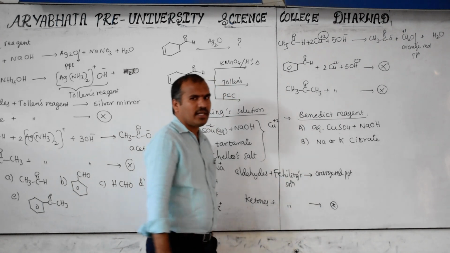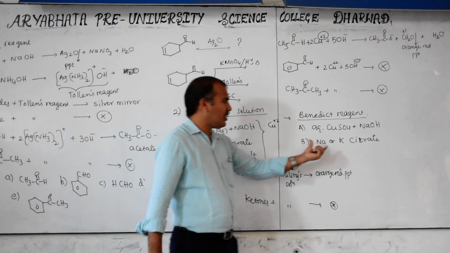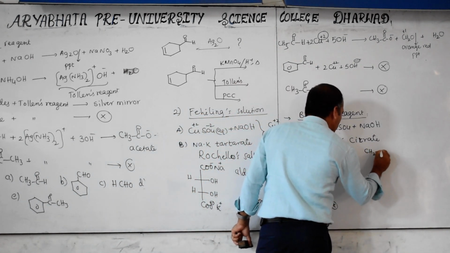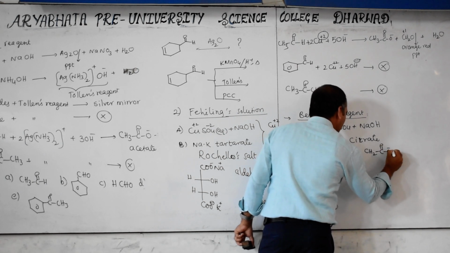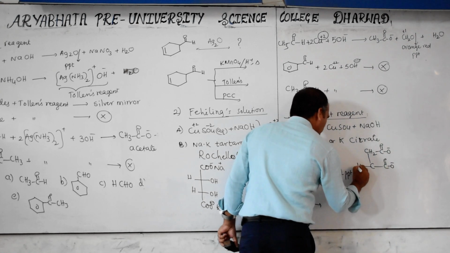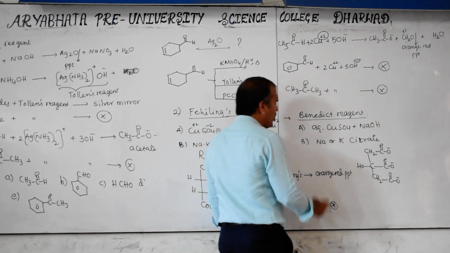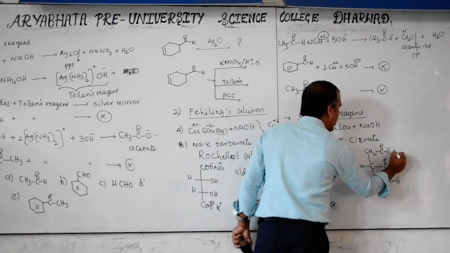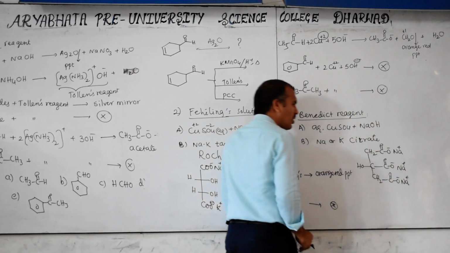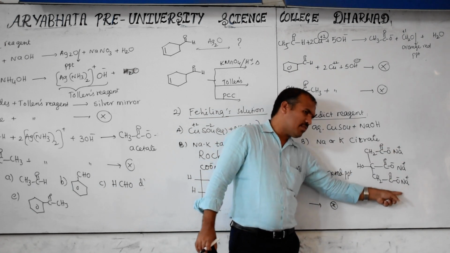Sodium or potassium citrate. Here tartrate is there, here citrate. Then what is the formula of this citrate? Here CH2, C double bond O minus, C double bond O minus, here OH, CH2, C double bond O minus. You can use any one, sodium or potassium. If you use sodium, Na plus, Na plus, Na plus, this is called sodium citrate. If you use potassium, then potassium citrate.